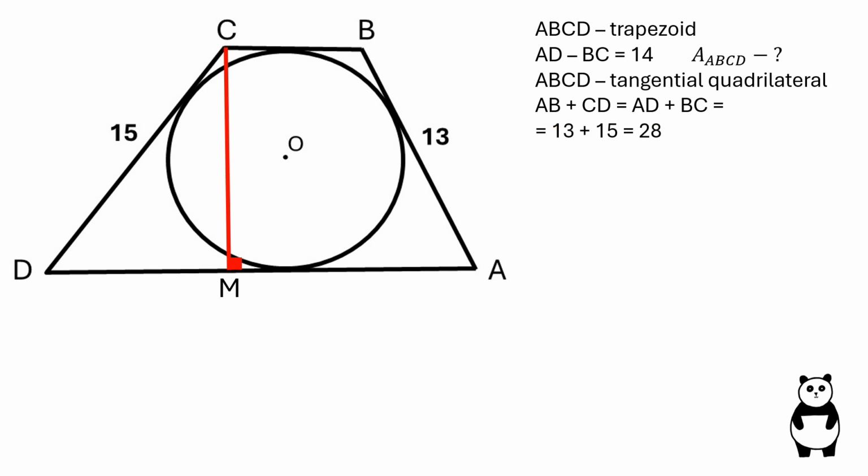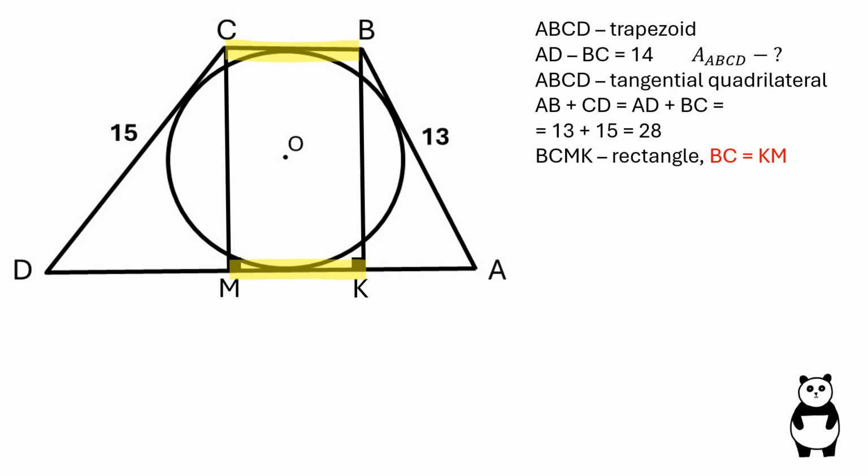Let's draw an altitude from the point C to the side AD and from the point B to the side AD. BCMK is a rectangle. BC is equal to KM.